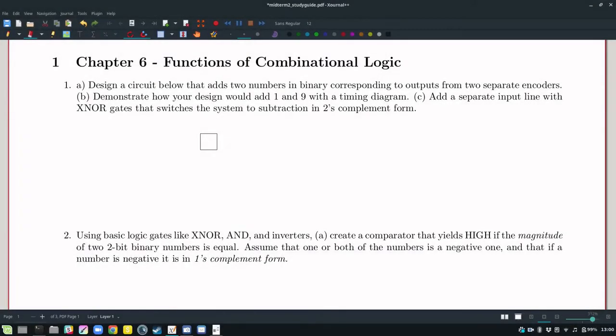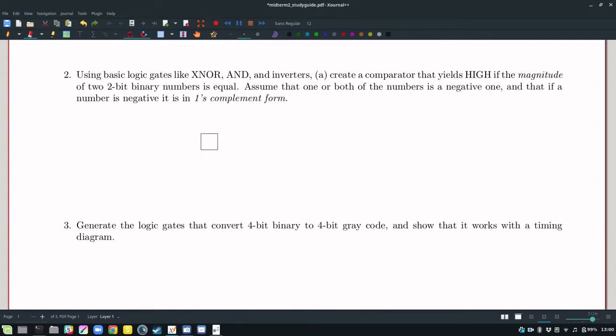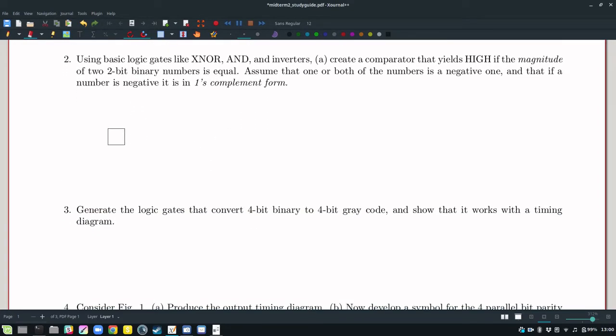Now we move on to the second problem of chapter 6, function of combinational logic. Using basic logic gates like XNOR and inverters, create a comparator that yields high if the magnitude of two 2-bit binary numbers is equal. Assume that one or both of the numbers is a negative 1, and that if a number is negative, it is in 1's complement form. Now, before we begin drawing circuits, it's important to understand all possible cases that we're going to have.